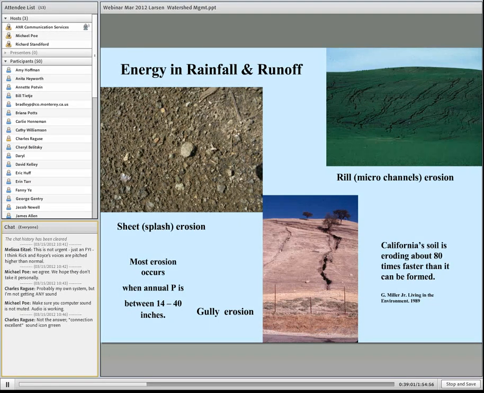One of the things that we have here in California in our oak woodlands is that, nationwide, most erosion occurs when the annual precipitation falls between a zone of 14 and 40 inches. And that's right where our oak woodlands are. And some people in California have said that soil in California is eroding 80 times faster than it can be formed. That creates a problem. If we want to have other things like trees grow or crops and things, we need to be careful about this concept of erosion.